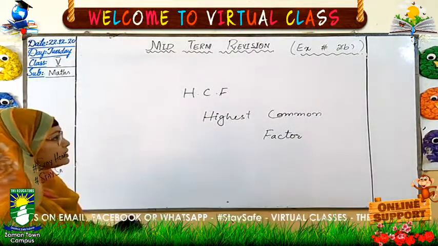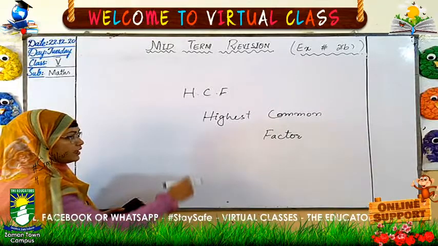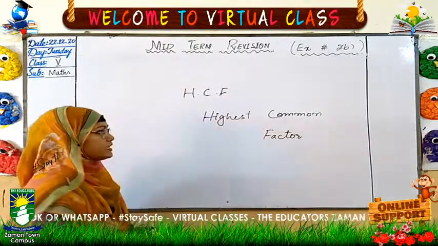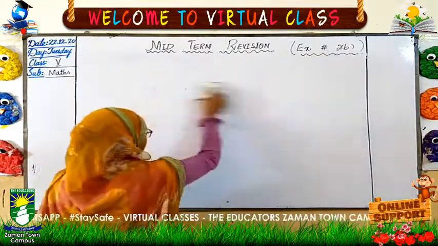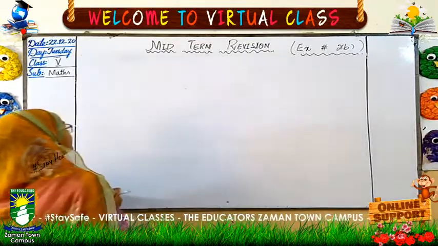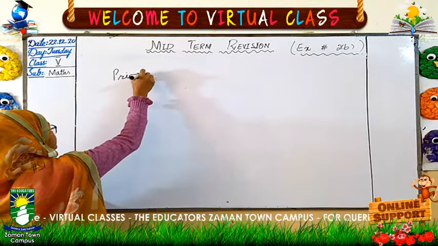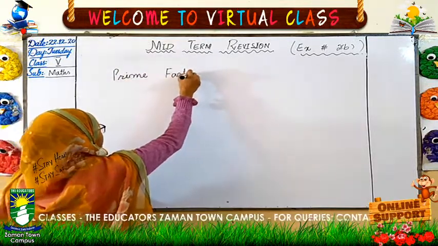In the whole exercise we are having highest common factor, and we are having different methods of finding HCF. The very first is prime factorization. A method of HCF is prime factorization. We have to find out the HCF by using the prime factorization method.